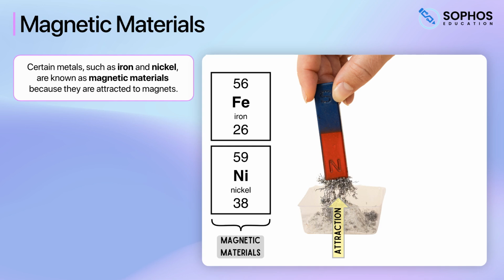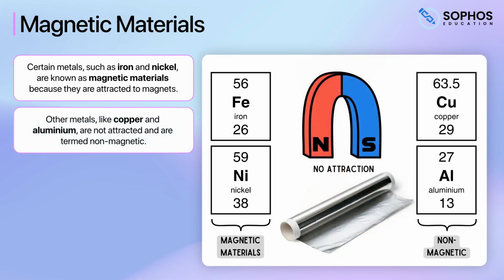Certain metals, such as iron and nickel, are known as magnetic materials because they are attracted to magnets. Other metals, like copper and aluminium, are not attracted and are termed non-magnetic.